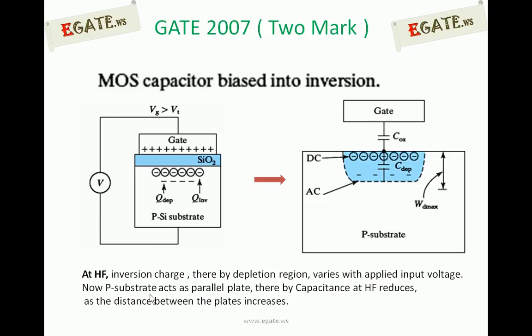Now the p substrate acts as the parallel plate, thereby the capacitance at high frequencies reduces. Since the p substrate is one plate and the gate is the other plate, the distance between the plates increases, so the capacitance reduces.